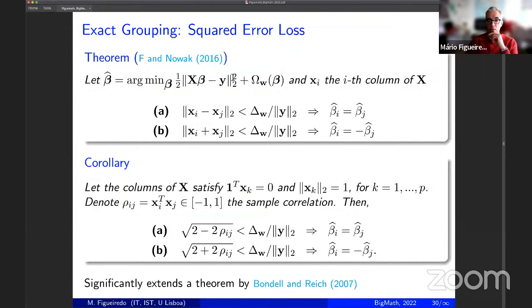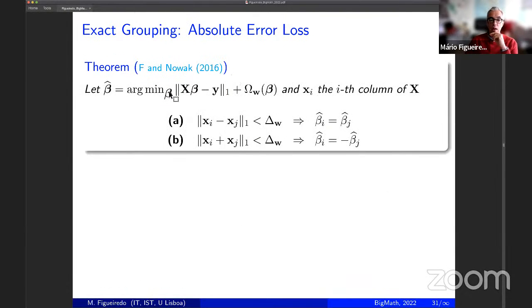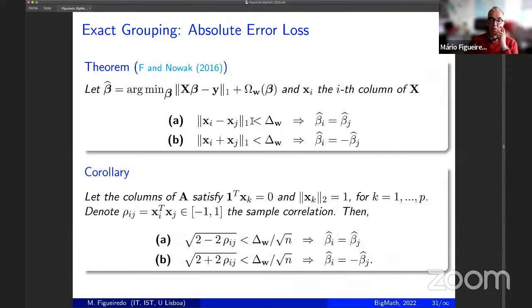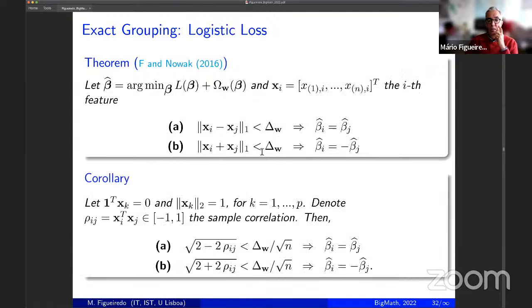And we can show this for squared loss, so for linear regression, for L1 loss, for robust regression, same thing. Well, the result is actually a bit stronger for the L1 loss. For logistic loss, it looks very similar. Again, it's always the same. Whenever the correlation is high enough, you're guaranteed to have exact clustering in the coefficient estimates.